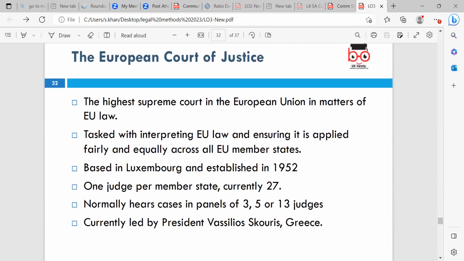The European Court of Justice is the highest court, the Supreme Court, in the European Union in matters of EU law. It is tasked with interpreting EU law and ensuring it's applied fairly and equally across all EU member states. It's based in Luxembourg and established in 1952, with one judge per member state, currently 27. It normally hears cases in panels of 3, 5 or 13 judges and is currently led by President Vasilios Skouris in Greece.